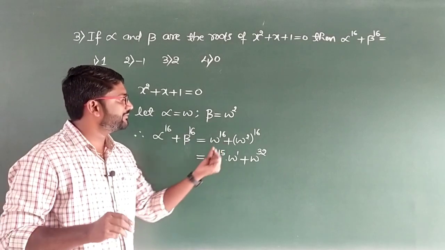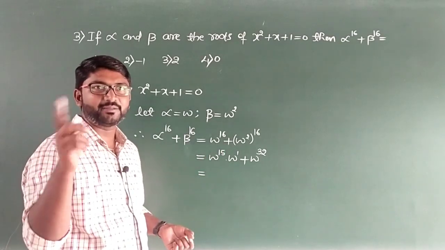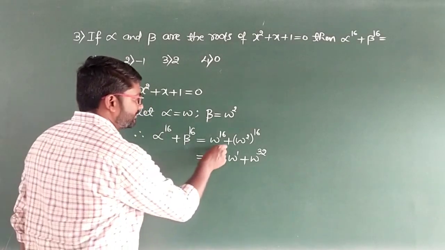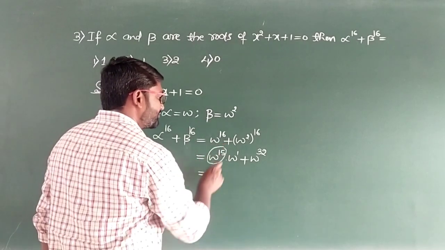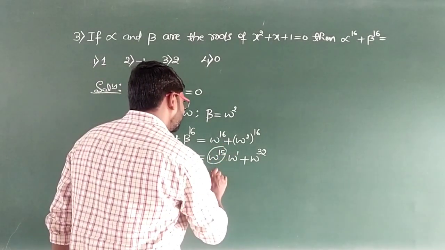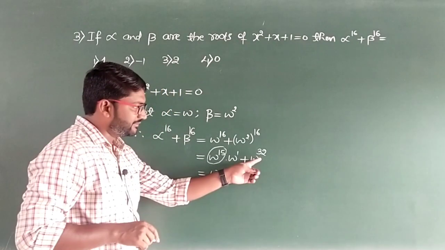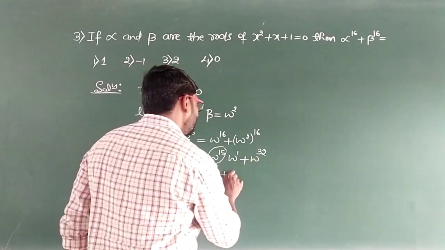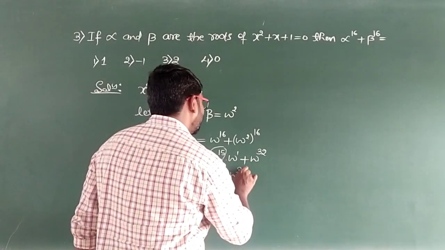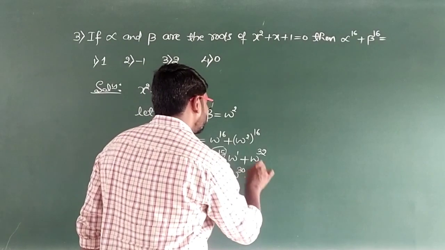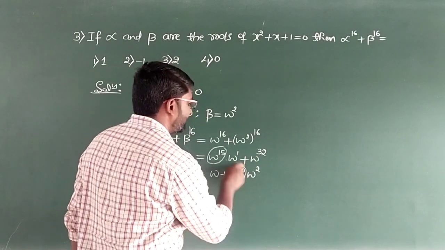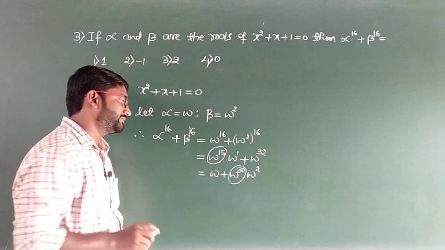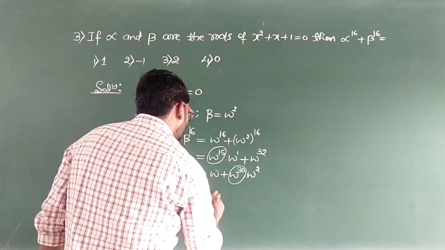Omega cube equal to 1 means whenever the power is a multiple of 3, the value is going to be 1. So the value of this will be 1 now. So 1 into omega will be omega, plus this can be written as omega to the power 30 into omega to the power 2. Again this value is going to be 1, omega to the power 30, it is a multiple of 3. So what do we get now overall?